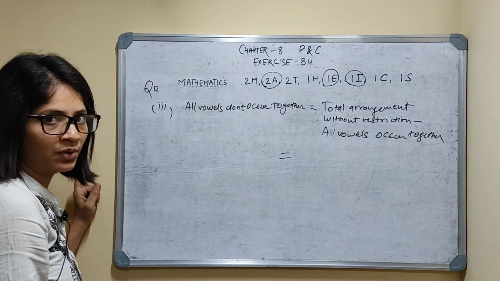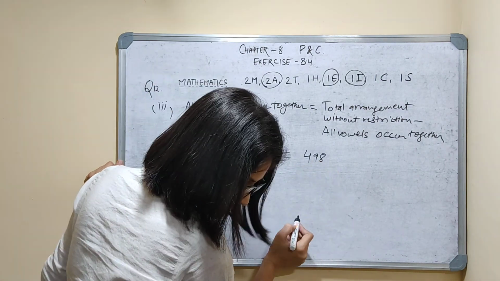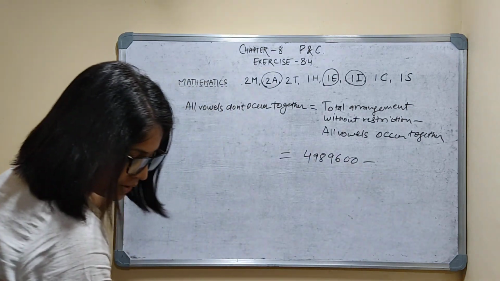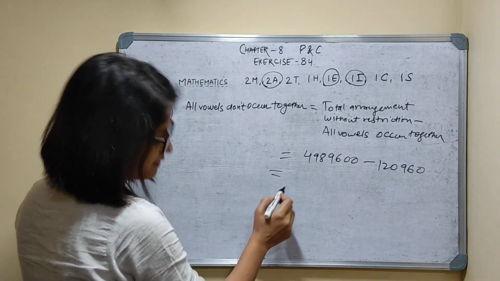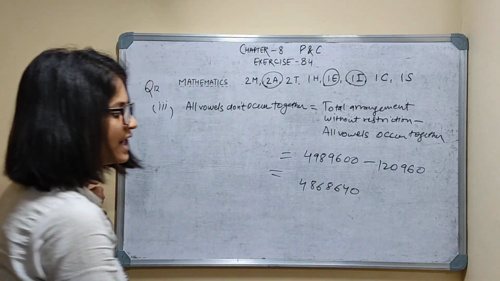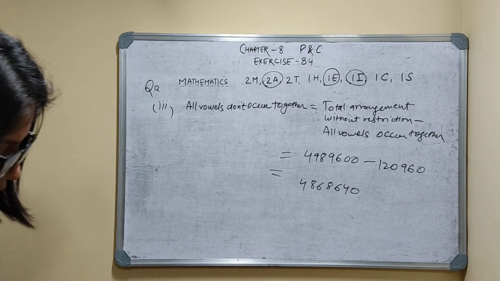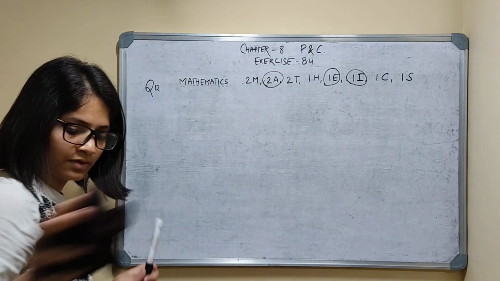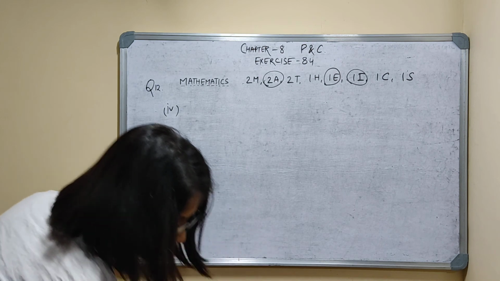We found the total arrangement without restriction in the first part. How much did we get that time? 4,989,600 minus all vowels occur together, which we just solved as 120,960 in the second part. So the answer will be 4,868,640 arrangements when all vowels don't occur together. Now part fourth. The fourth part is consonants occur together.